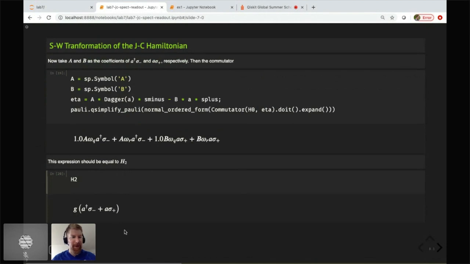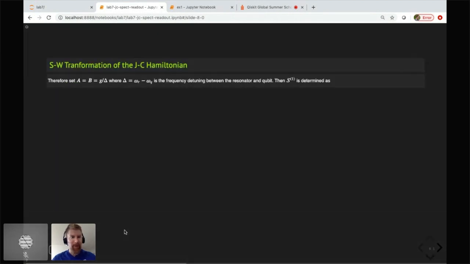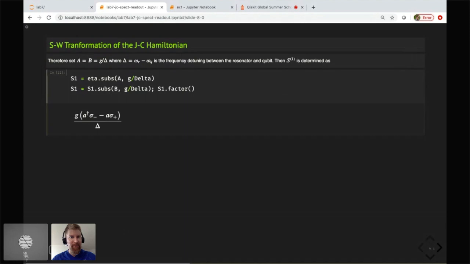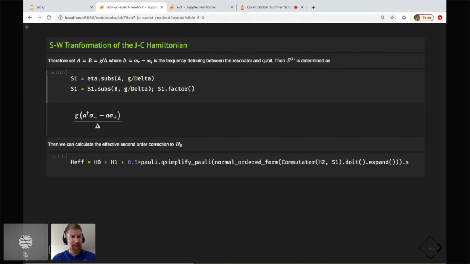So in fact, we can just factor those and set A and B both equal to G over delta, where delta, or the detuning, is the difference between the angular frequencies of the resonator and qubit. So in that case, we can do substitutions of those coefficients using SymPy and then factor them to get our S1. And then we can take that S1 that we found and calculate the whole effective Hamiltonian that we are interested in figuring out.